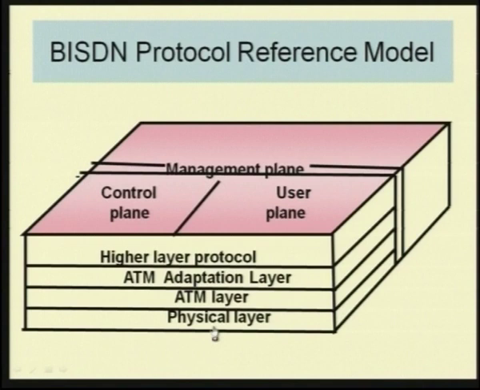So, we have 3 different planes that we talk about, and in each plane, if you look at the bottom, you have a physical layer, then we have what is called an ATM layer on top of that, then we have something called an ATM adaptation layer, normally shortened to AAL, and then on top of that we have a higher layer protocol. Now, all these protocols exist in all 3 planes, that is, the control plane, user plane and the management plane. So, this is typically the layered architecture that we have for the BISDN protocol reference model.